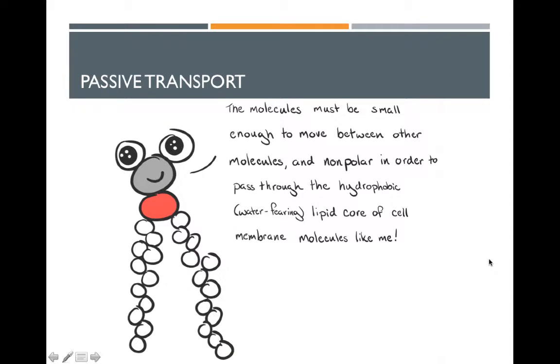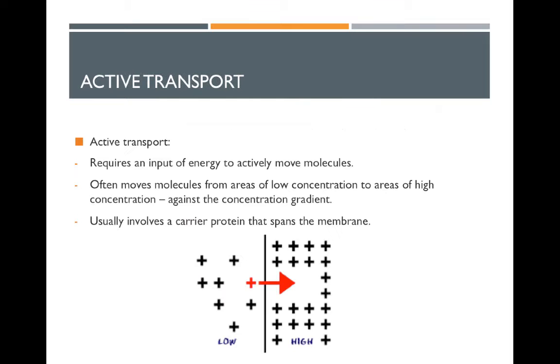So for passive transport in a cell membrane, the molecules need to be small enough to move between other molecules and non-polar, so that they can pass through that lipid bilayer, okay? That is only for cell membranes, okay? Diffusion and osmosis, and diffusion in particular, can happen in other places. Diffusion can happen anywhere, okay?